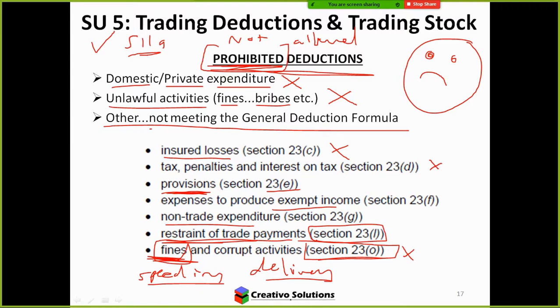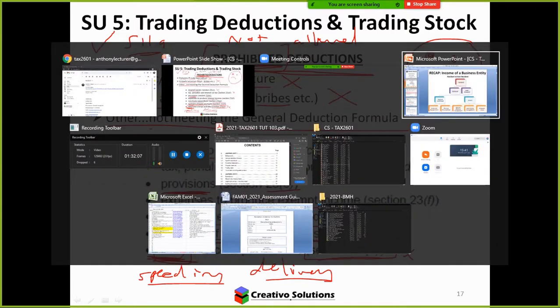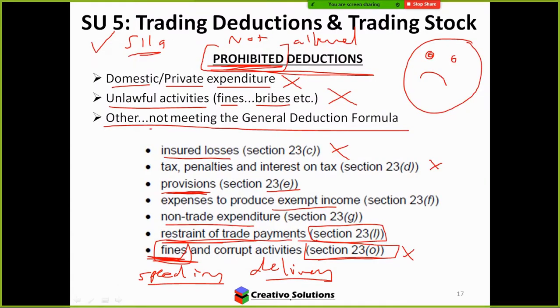Let me get an example for you. Where was it? I think I closed it. Did I close my Google? Yeah, looks like I did. Okay, let me open it again. Okay, section 23L. Restraint of trade. Here.